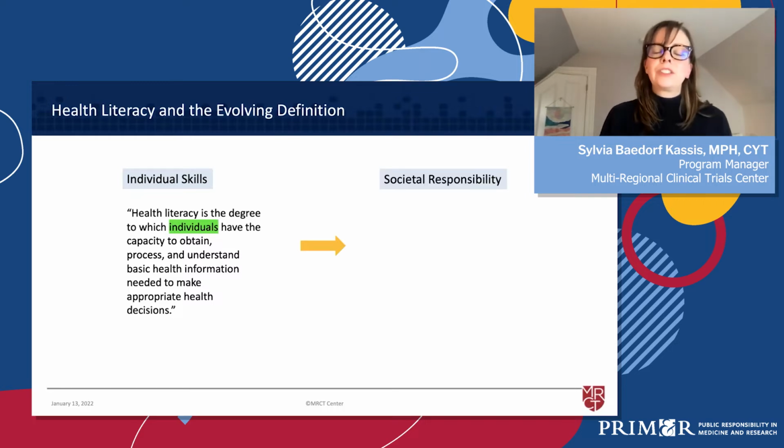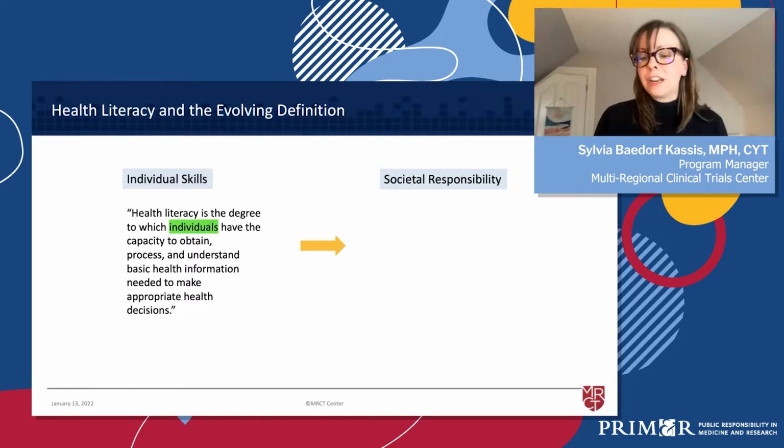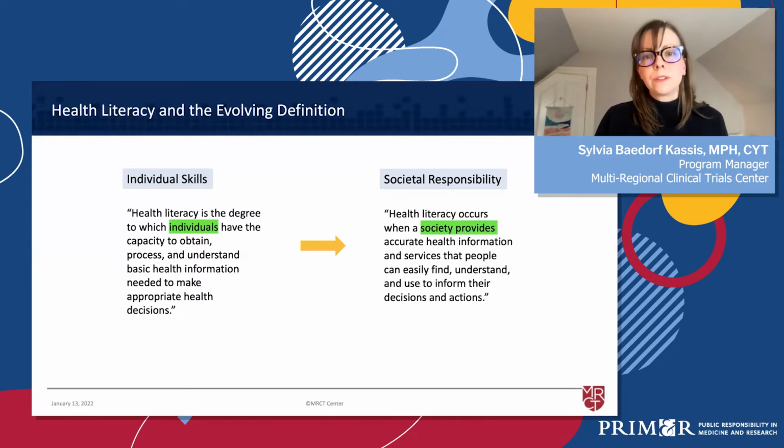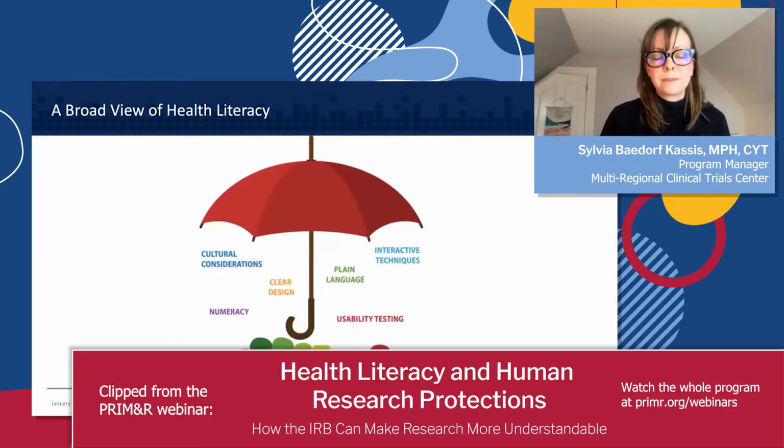In recent years, we've started to see a shift that recognizes the dynamic happening in communication, where we want a two-way conversation, and there's a societal responsibility for the communicator to do a better job providing information that is understandable to a wide group of individuals. So the change has been to focus on how society can provide accurate health information and services that people can easily find, understand, and use to inform their decisions and actions.